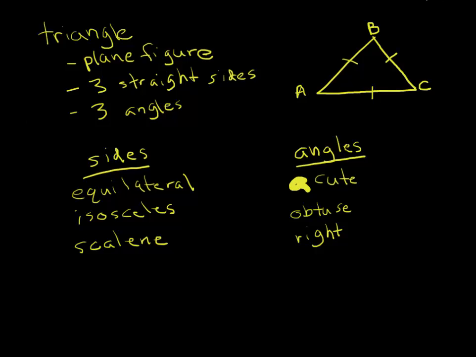An acute triangle is a triangle with three acute angles, meaning each angle of the triangle measures less than 90 degrees. An obtuse triangle is a triangle with exactly one obtuse angle. And a right triangle is a triangle with exactly one right angle. And we'll go into a little bit more detail as to why it has to be exact in a moment.